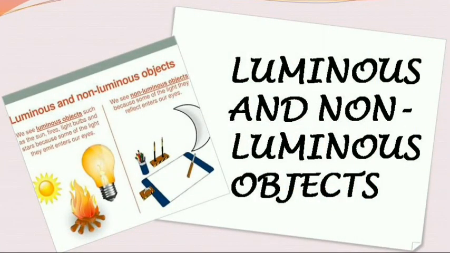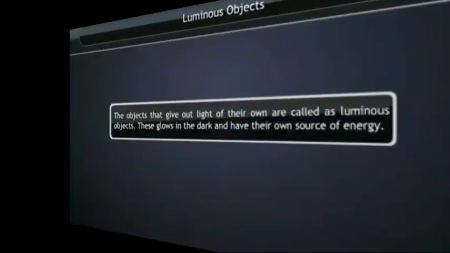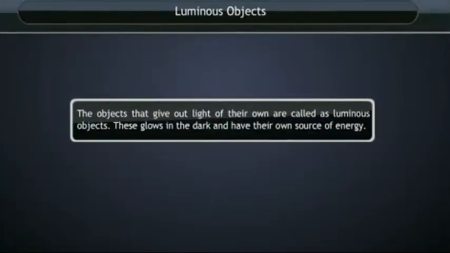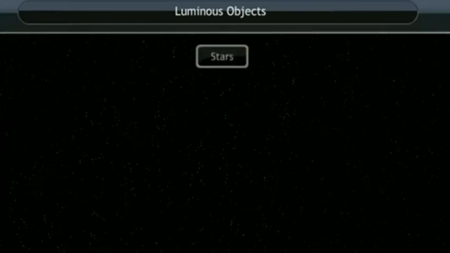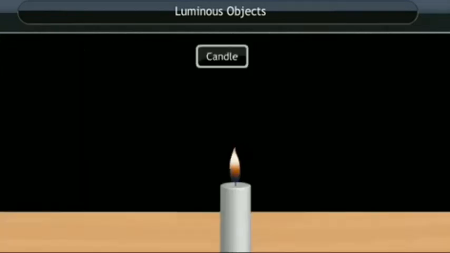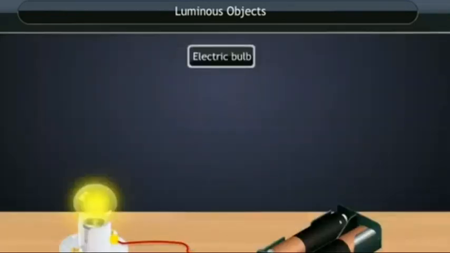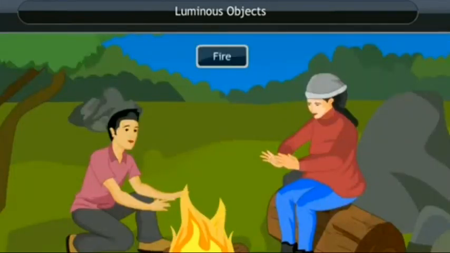Now let us go through what are luminous and non-luminous objects. Luminous objects. The objects that give out light of their own are called luminous objects. These glow in the dark and have their own source of energy. Example: sun, stars, candle flame, electric light bulb, campfires and fireflies.